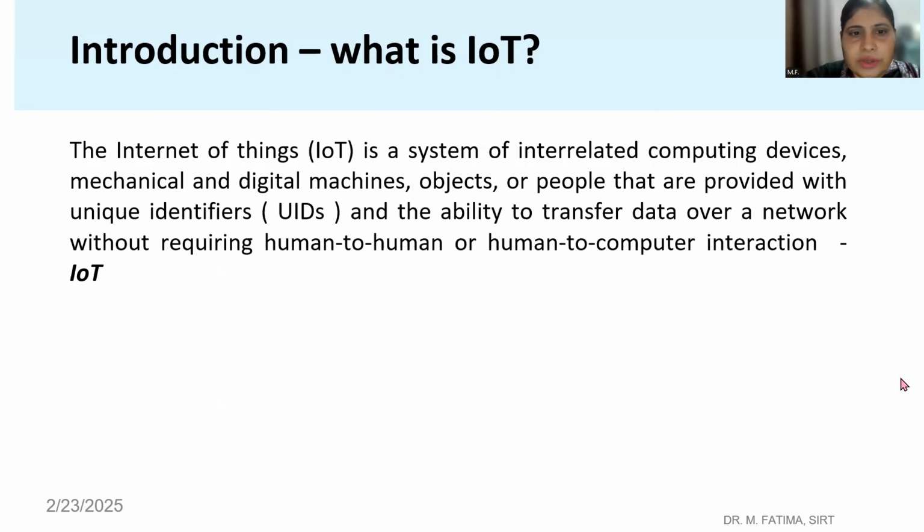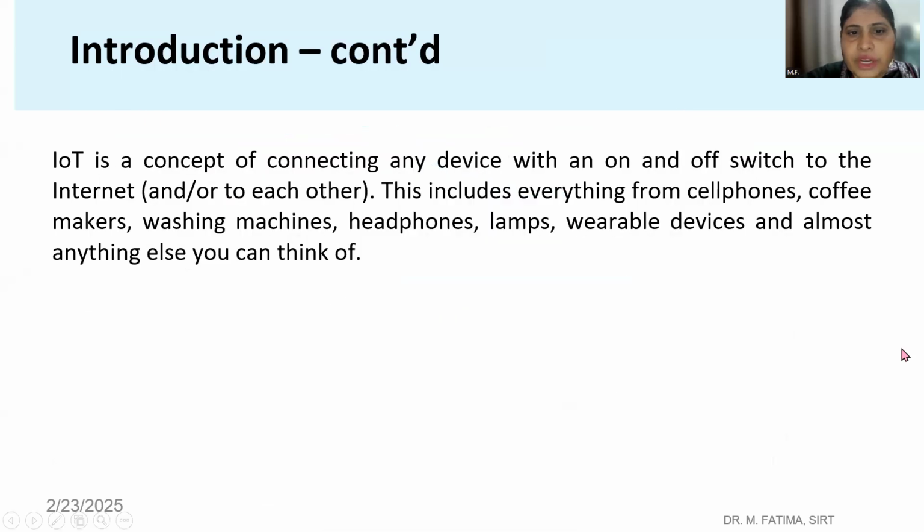So IoT is a concept of connecting any device with an on and off switch to the internet. This includes everything from cell phones, washing machine, headphone, coffee makers, wearable devices, lamps, the watch, mobile, and almost everything. So the IoT is a giant network of connected things, which also includes the people. The relationship will be between people to people, people to things, and things to things.